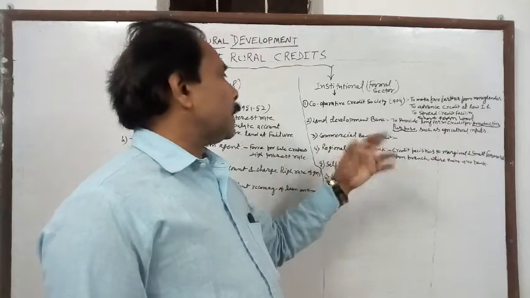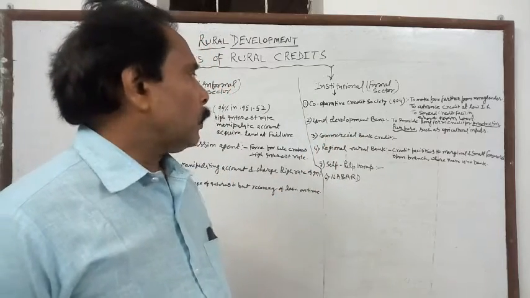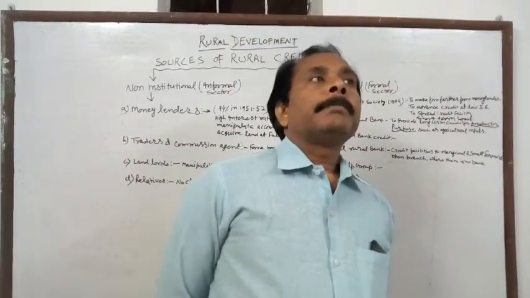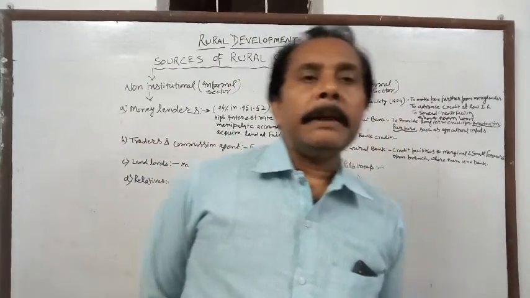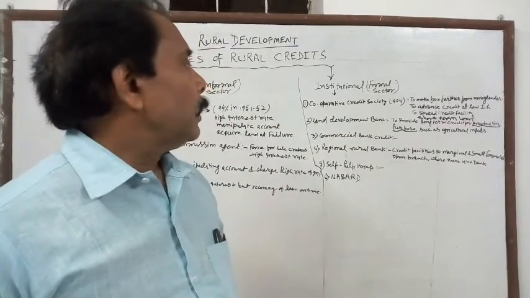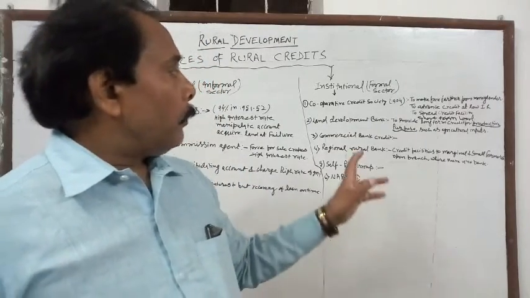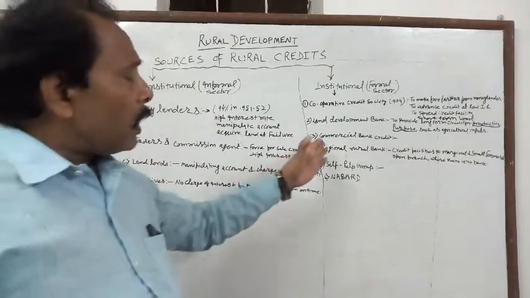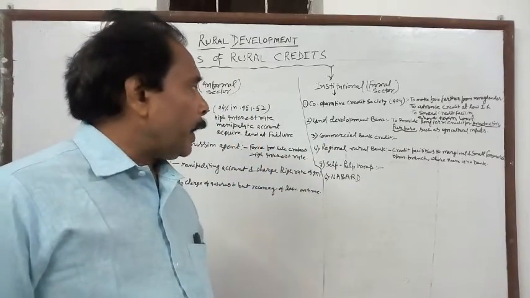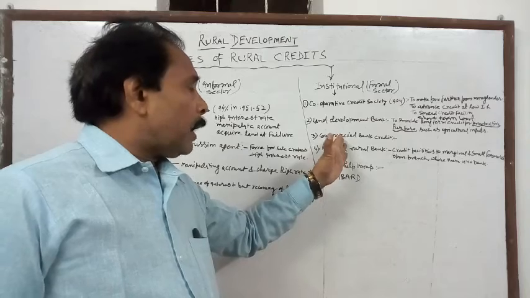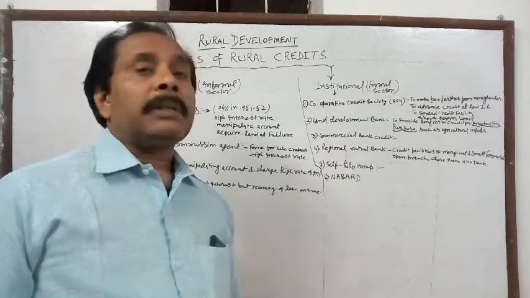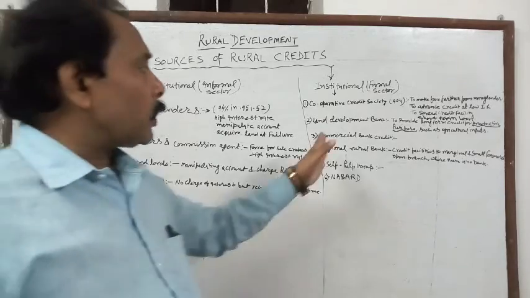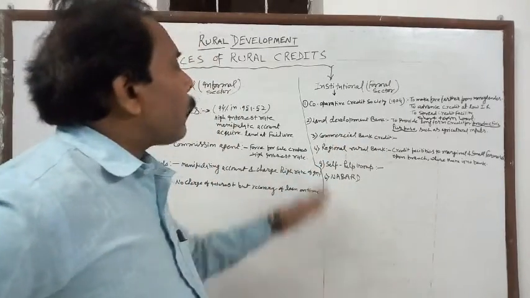Next is the commercial bank credit. So what is the commercial bank? As we know, in the year 1969, Mrs. Indira Gandhi first of all nationalized all the commercial banks, and from that time it is considered as the bank of governments. So it also indirectly helped the farmers.